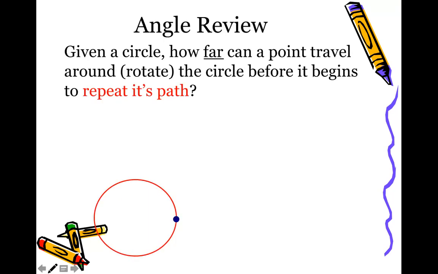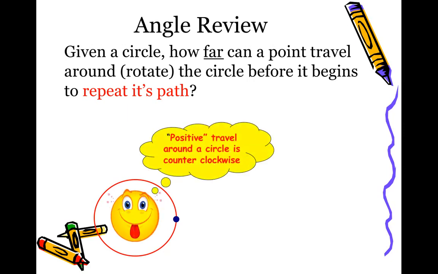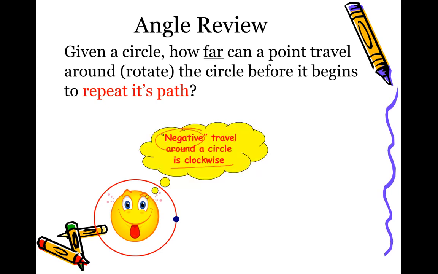Given a circle, how far can a point travel around or rotate before it begins the same path? It has a circular path. If it goes around in that circle, that's what we know as 360 degrees. Positive travel around a circle is counterclockwise, and I think this is very important for us to know. If you make the connection even with the quadrants, you start in the positive and you go counterclockwise: 1, 2, 3, 4. So make that connection there. Positive travel is counterclockwise. Negative travel is clockwise.